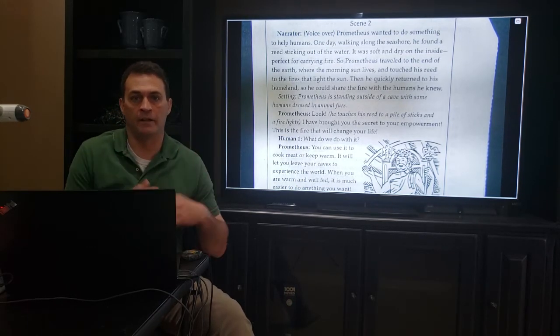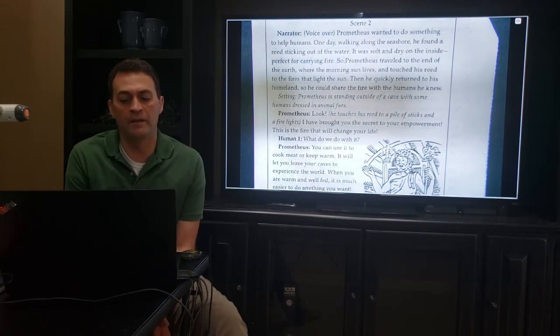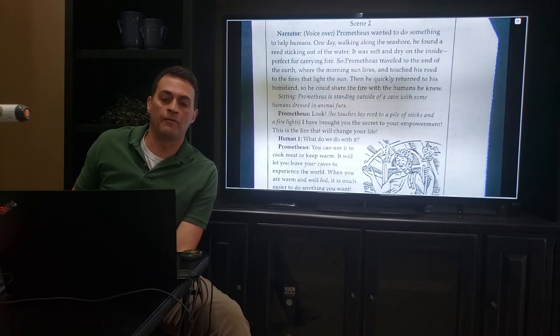Now there's a new setting, a new place where the story takes place. Prometheus is standing outside of a cave with some humans dressed in animal furs.